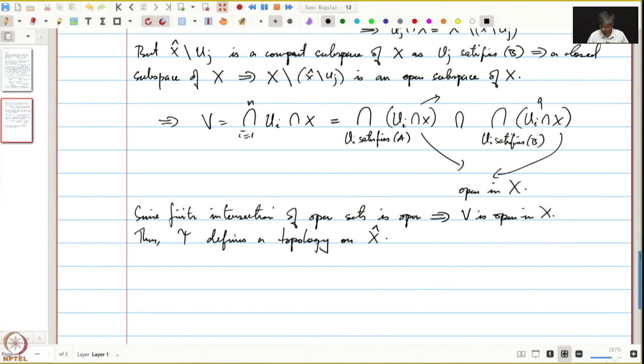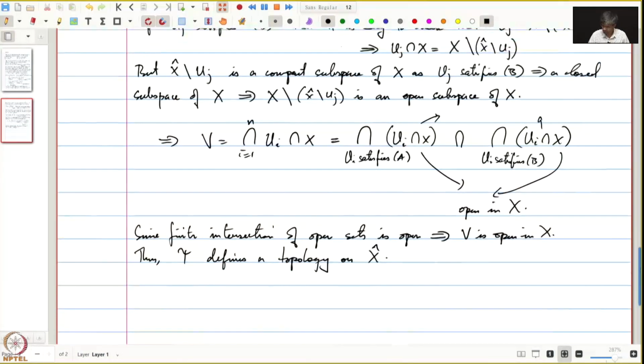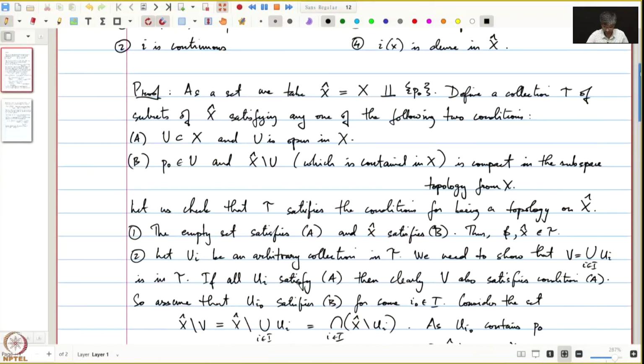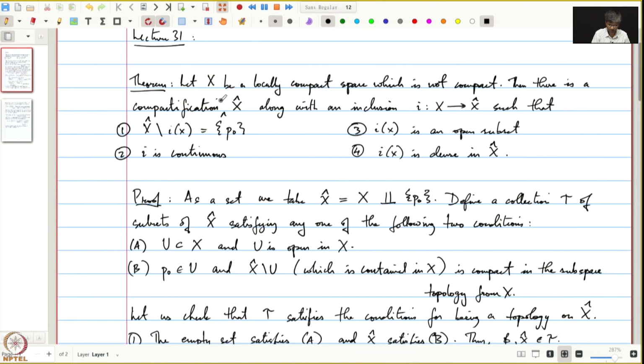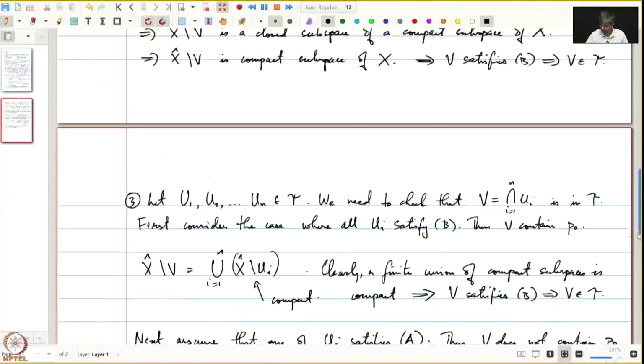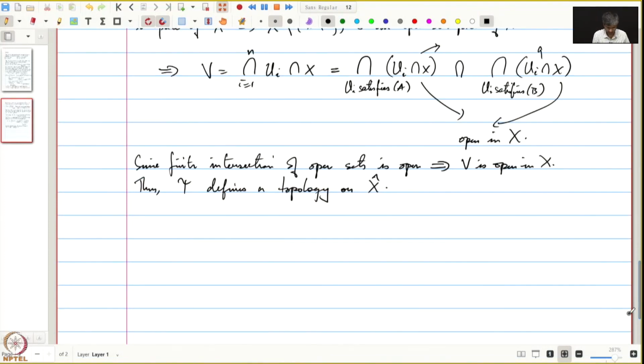Next, let us prove that, I should have said Hausdorff. Yeah, which is what we are going to check next. So we have defined a topology on X hat. So let's check that this topology is Hausdorff, right? So let us prove that X hat is Hausdorff, right?